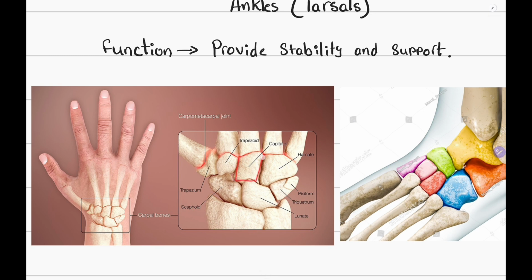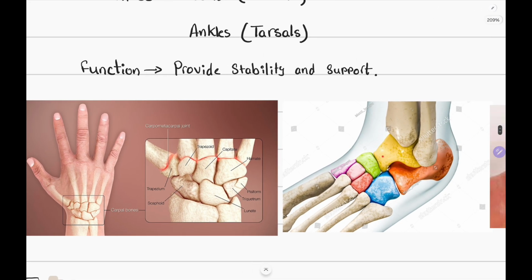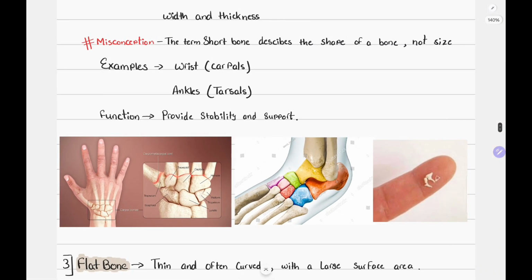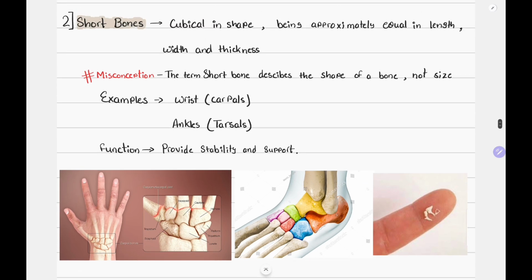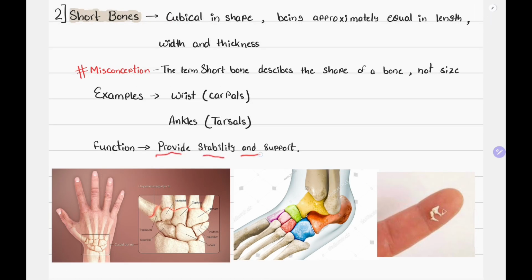So this is the wrist bone, also known as carpals. You can appreciate they are a bit cubical in shape, and similarly these tarsal bones are also almost cubical in shape. So these are the short bones, and the function of short bones is that they provide stability and support. So these carpals and tarsals provide stability and support, but only a few degrees of movement at their location. This is the point to remember.